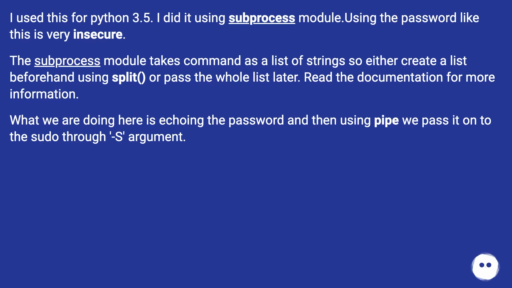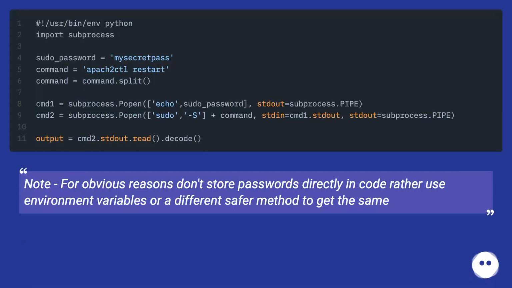What we are doing here is echoing the password and then using pipe we pass it on to the sudo through the -S argument. Note, for obvious reasons don't store passwords directly in code, rather use environment variables or a different safer method to get the same.